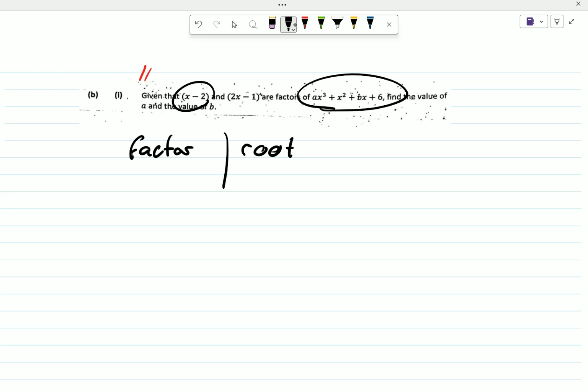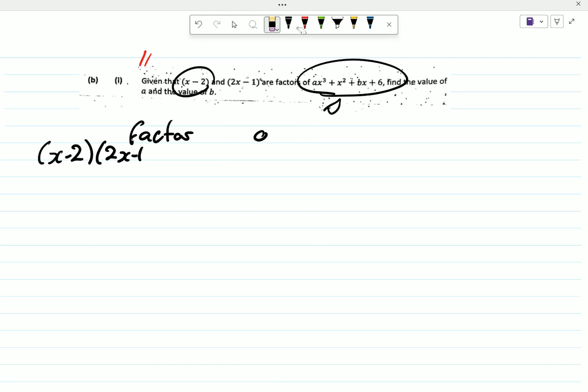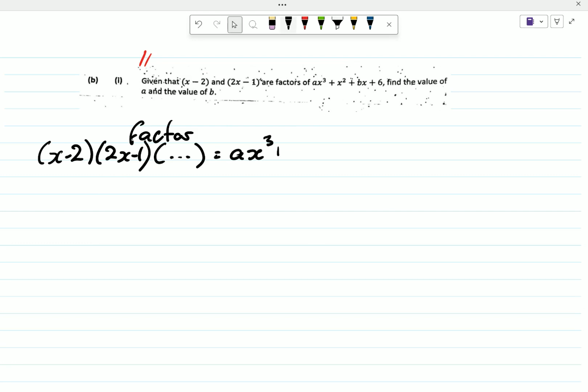Factors will give you the equation itself, and roots will give you where the equation is equal to 0. So we can see here that if x minus 2 and 2x minus 1 are factors, that means that x minus 2 multiplied by 2x minus 1 multiplied by some third equation similar to those would give us the equation ax cubed plus x squared plus bx plus 6. To find this third equation is basically what you're doing in algebraic long division, which we'll do as a last question at the end. So all these three multiplied together will give you this equation.